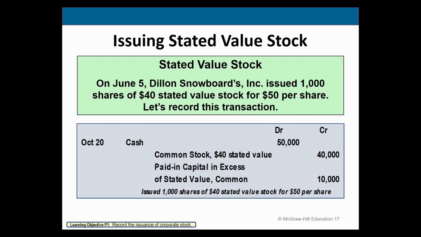Now, stated value stock can also be issued. With stated value stock, the difference between the stated value and the selling price is credited or debited to the paid in capital in excess of stated value. So we see here in this example, if 1,000 shares of $40 stated value stock is issued for $50 a share, cash is debited 50 times 1,000 or 50,000 because that's how much cash we received as a business. Now, common stock $40 stated value is credited for 1,000 times 40 or 40,000. And then the paid in capital in excess of stated value is credited for 10,000.